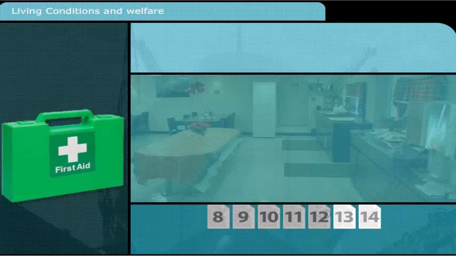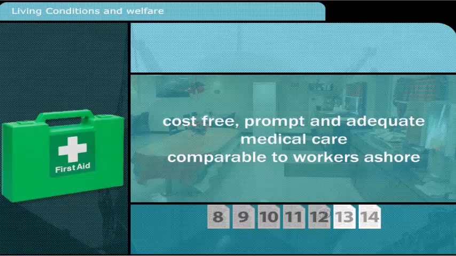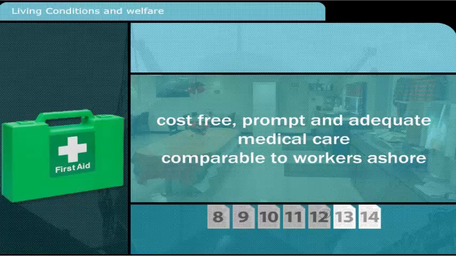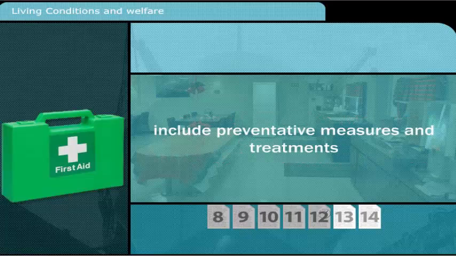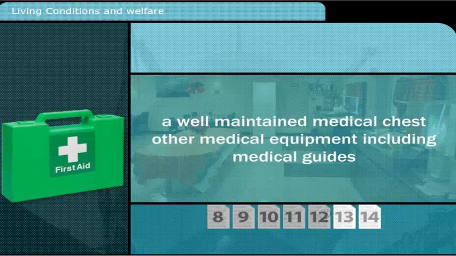The requirements relating to onboard medical care are covered by Regulation 4.1, the purpose of which is to protect the health of seafarers and ensure their prompt access to medical care on board ship and ashore. This regulation requires that all seafarers have access to cost-free, prompt and adequate medical care on board ship, which is comparable to that available to workers ashore. These medical provisions should include preventative measures as well as treatments.